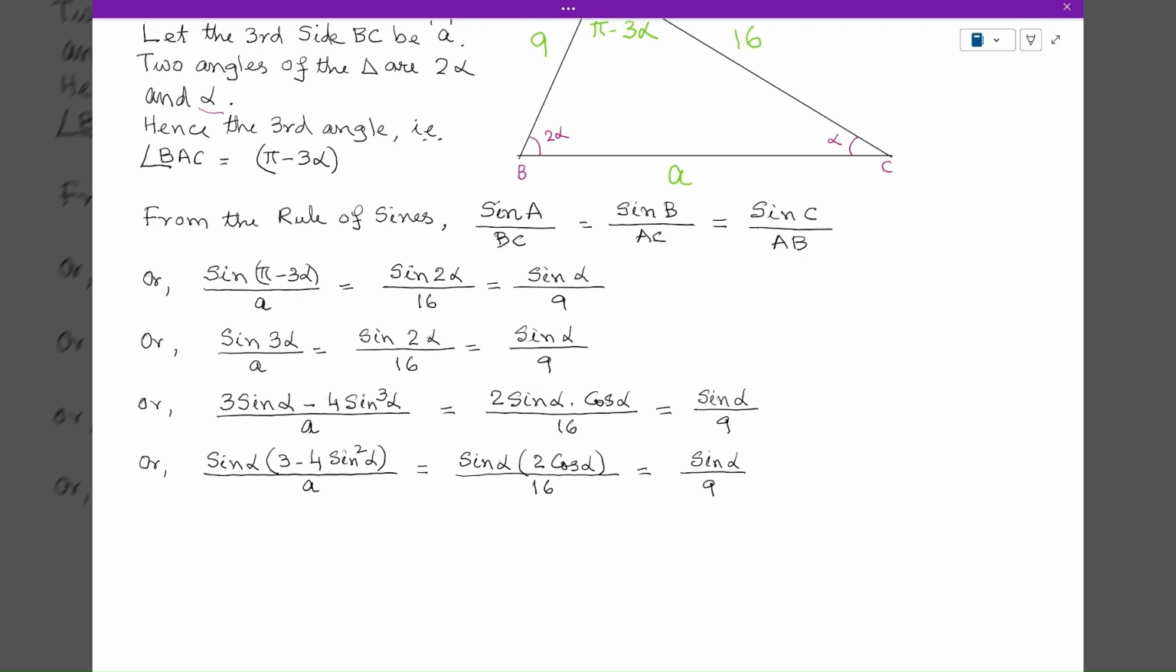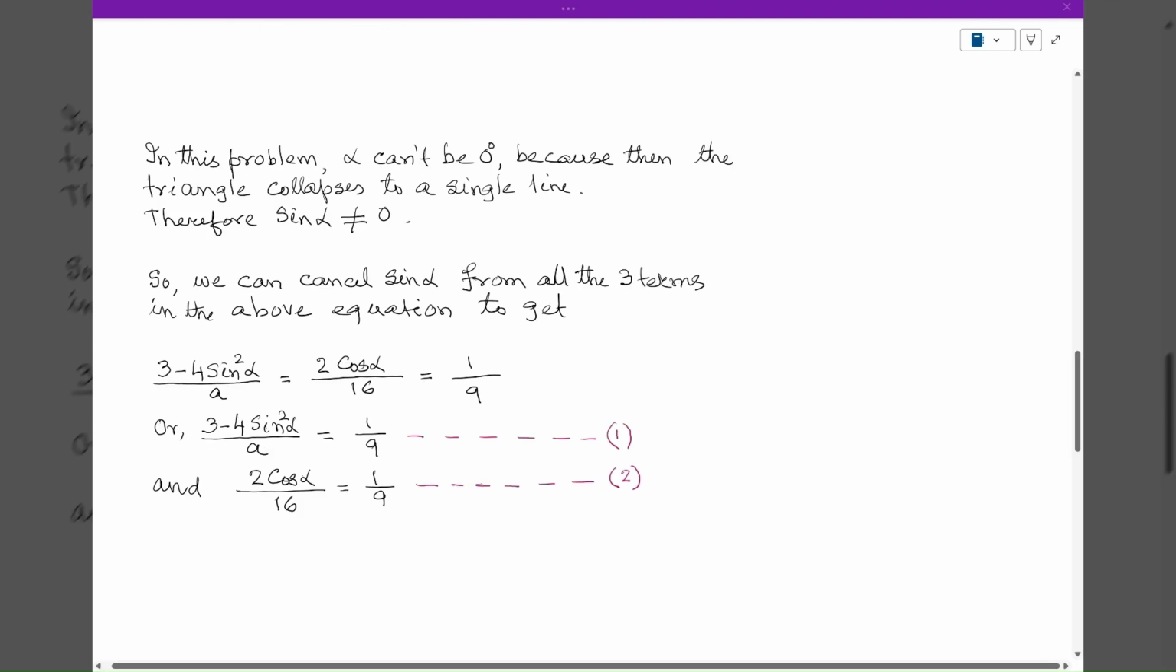On the left hand side, taking sine alpha common, we get sine alpha multiplied by 3 minus 4 sine square alpha divided by A. In this problem, alpha cannot be 0 because then the triangle collapses to a single line. Therefore, sine alpha is not 0.